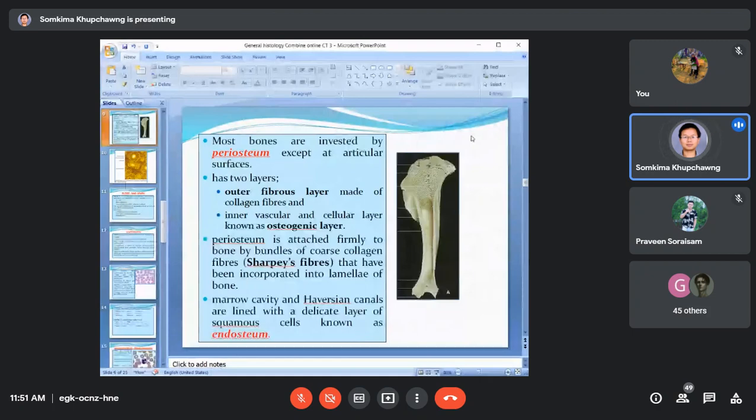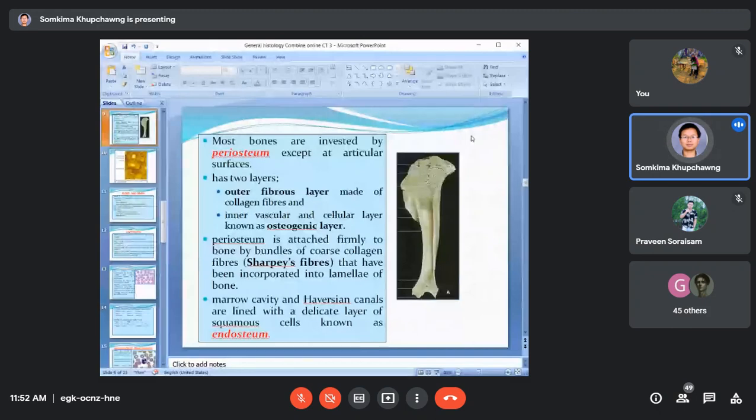So this periosteum has two layers: outer layer and inner layer. The outer layer, also known as the outer fibrous layer, is made up of collagen fibers, and the inner layer is vascular and cellular, known as the osteogenic layer. In this layer there will be formation of other bone cells also. So growth of the bones will take place in this layer. Appositional growth of the bone will take place in this area.